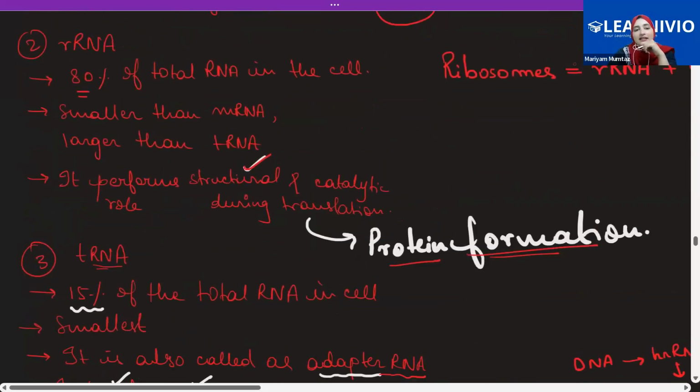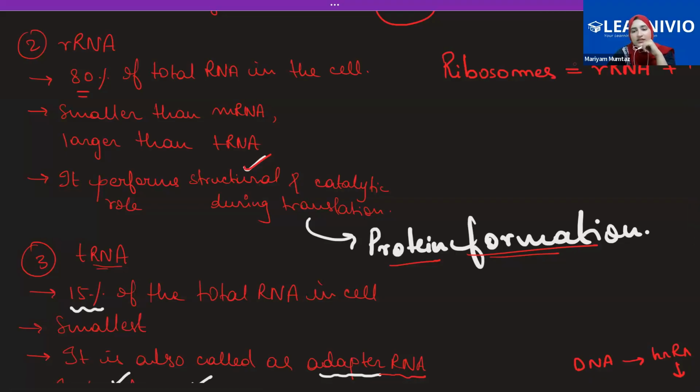Then comes the rRNA. rRNA stands for ribosomal RNA and it comprises 80% of the total RNA count. It is smaller in size than the mRNA, but it is larger than the tRNA. What is its function?